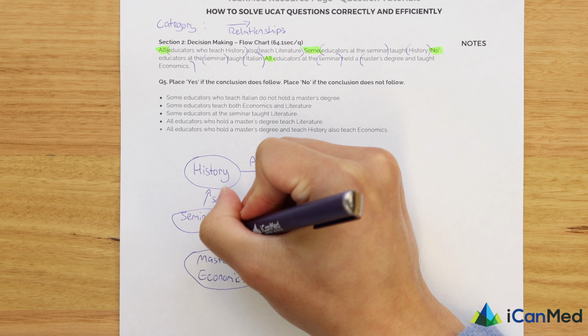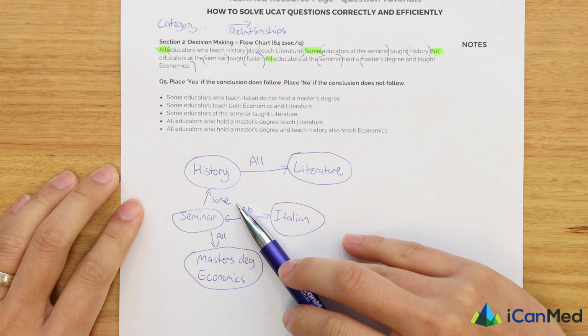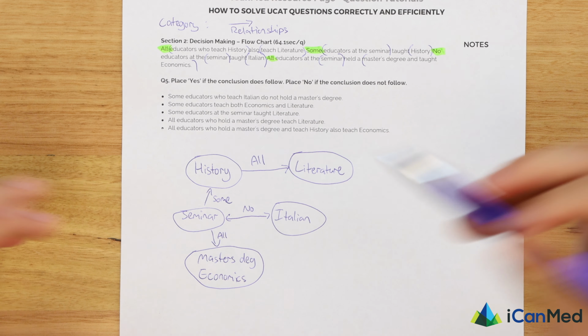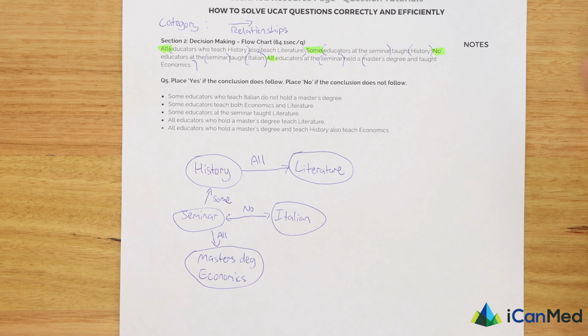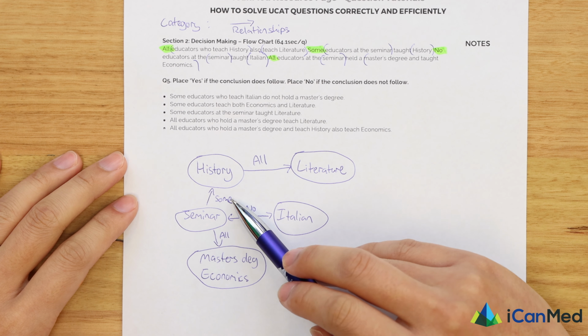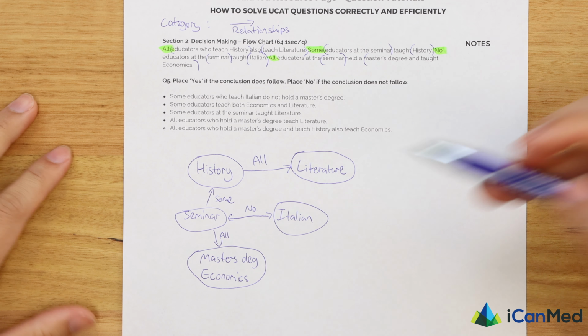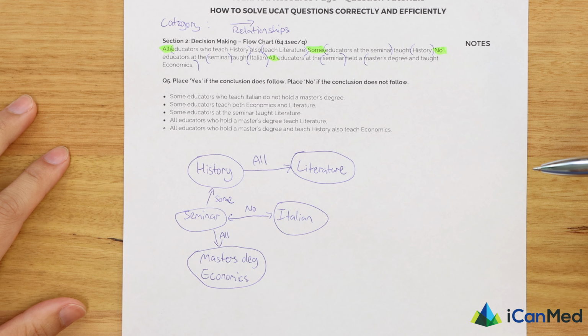So you can see you only really have three major types of relationships: all, some, and none. All usually means 100%, always 100%. No is 0%. And some is in between 100 and 0%. So that's what each of these words mean.